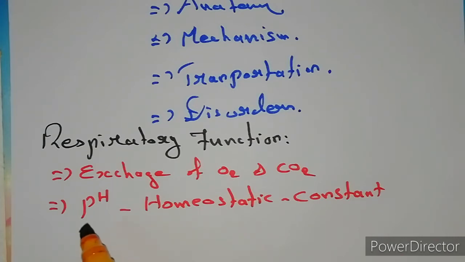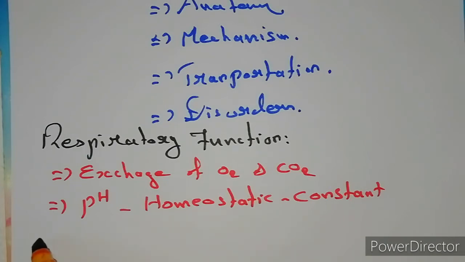The same with pH, which is the acid and base level, the acidity and the alkalinity level. Hydrochloric acid has a pH level, saliva has a pH level, everything has a pH level. So this pH level should be maintained in a constant condition, and that is also maintained with the help of the respiratory system.